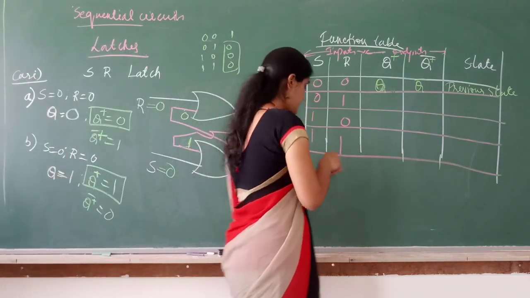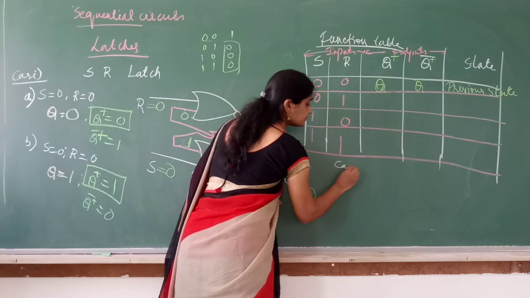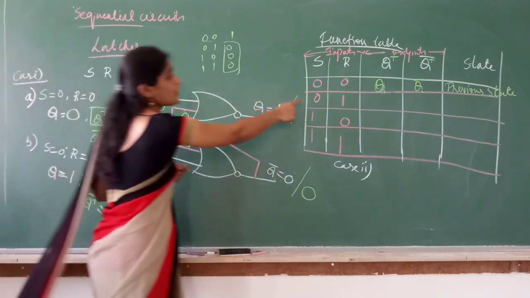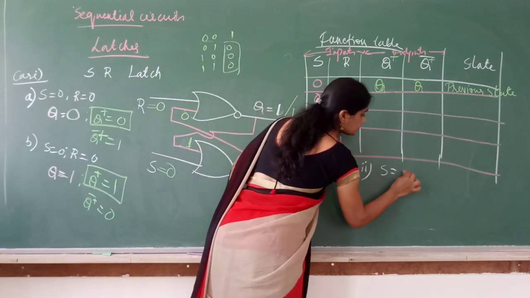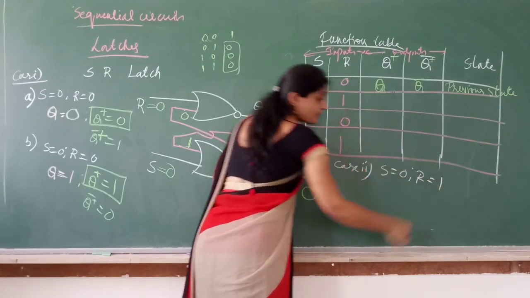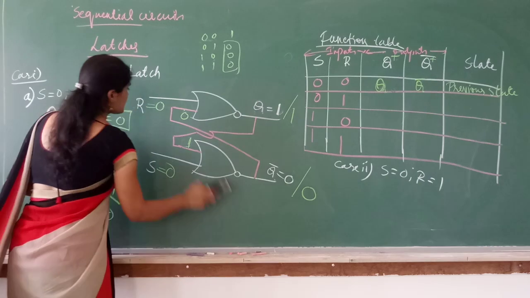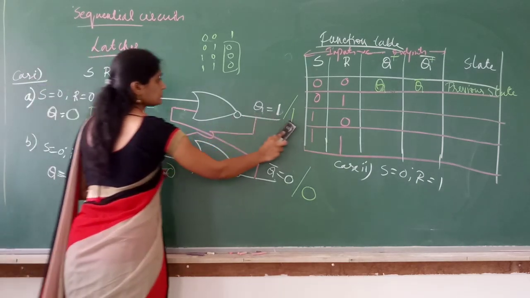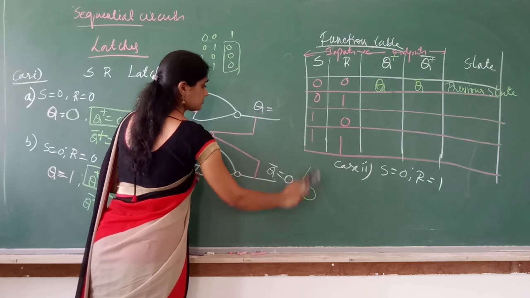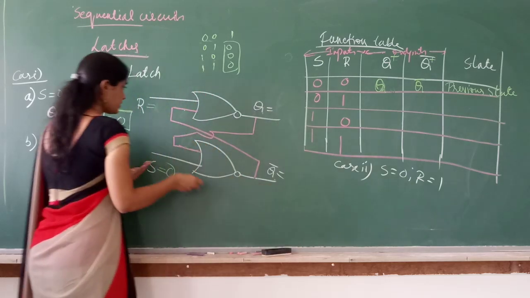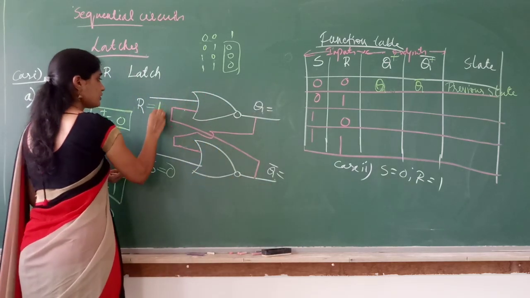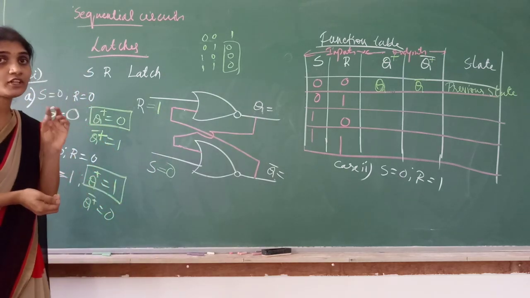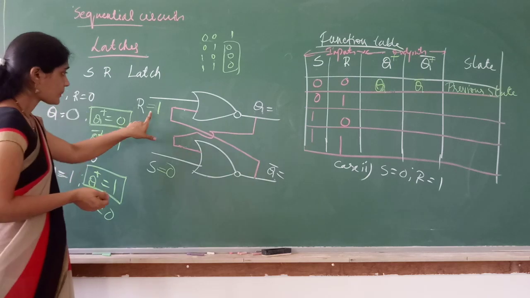What is case 2? So case 2, I read it here. What is case 2? When S is 0, R is 1. Let us analyze. S is 0, R is 1. Okay. Again, the other input I want. But look at the circuit carefully.